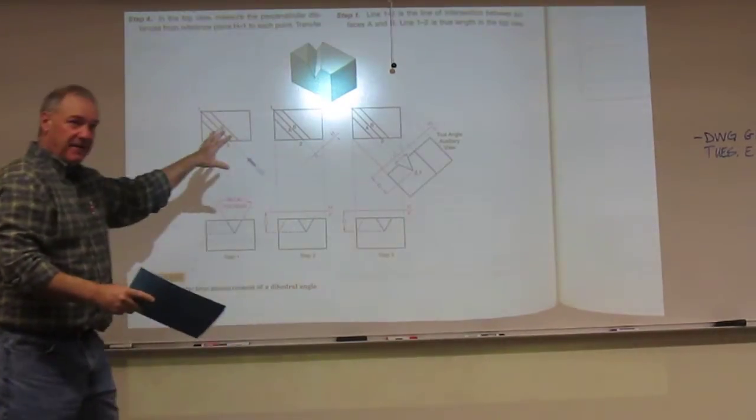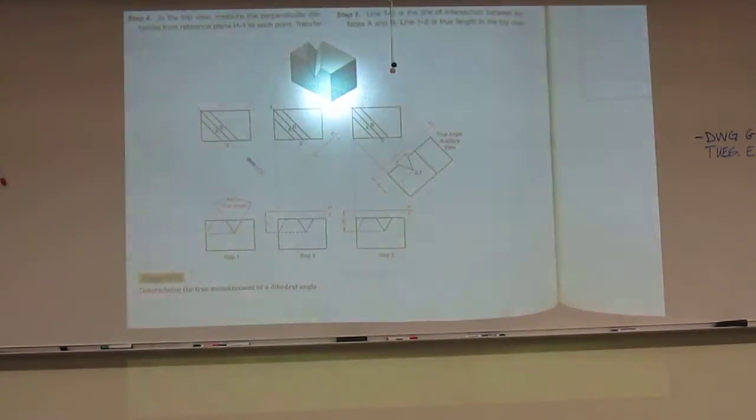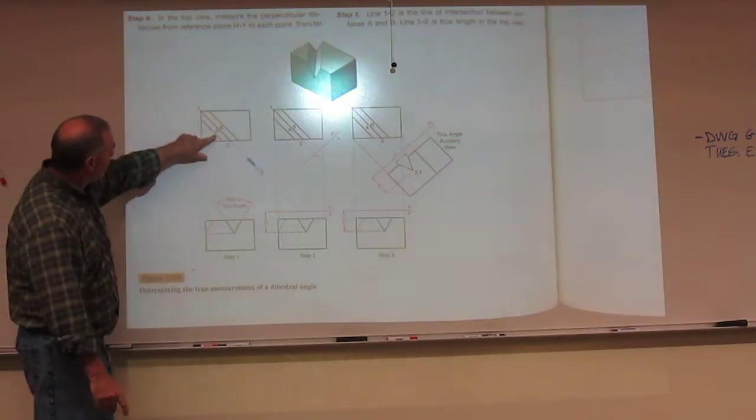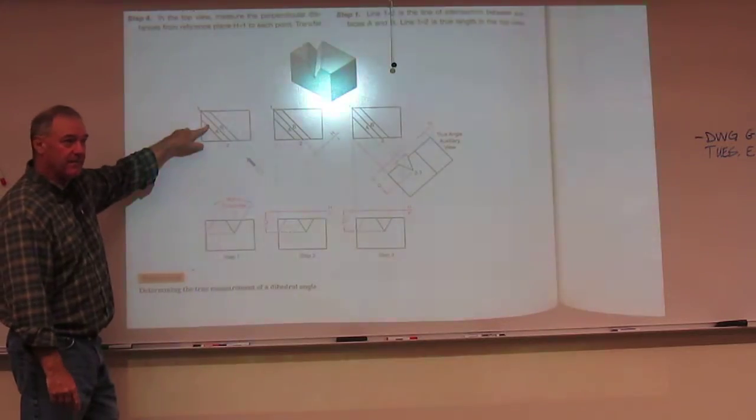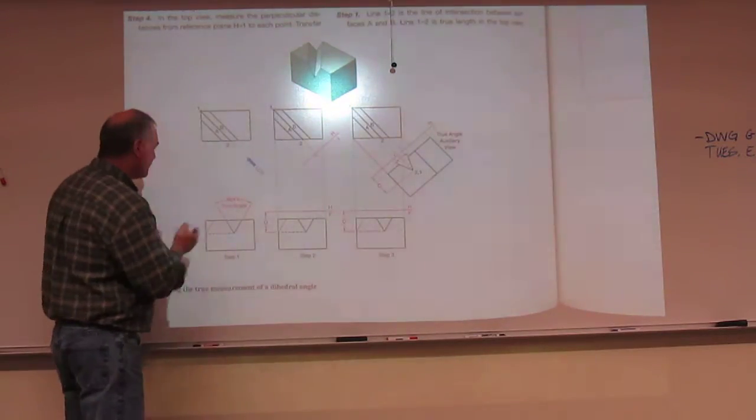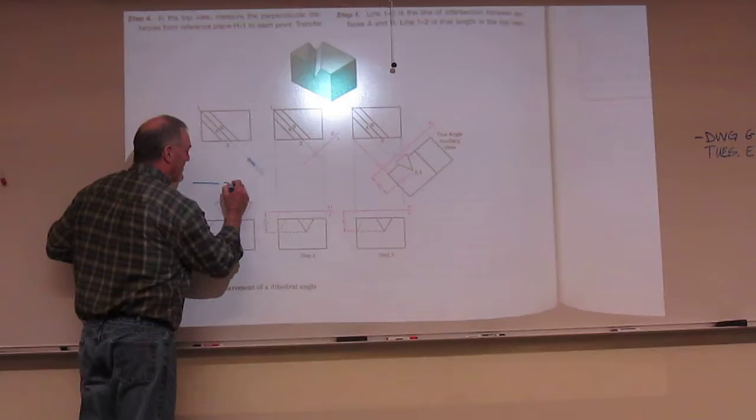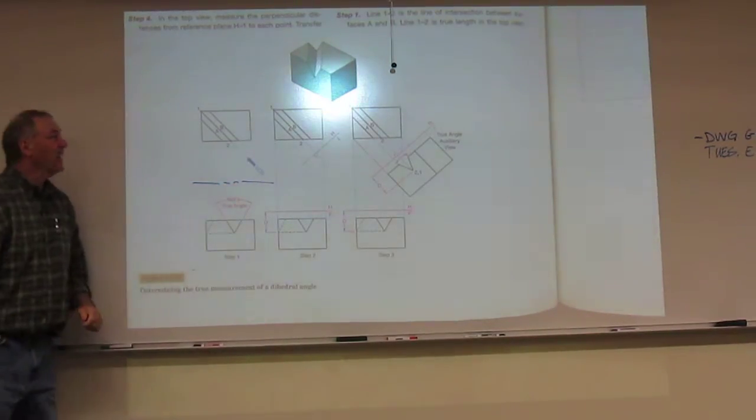So when we're doing this dihedral, they've applied the laws for you here. What we've got to do is just look at this and say, is this line true size and shape right here? And the way you're going to know, remember there's a fold line in here. What does law 1 state?